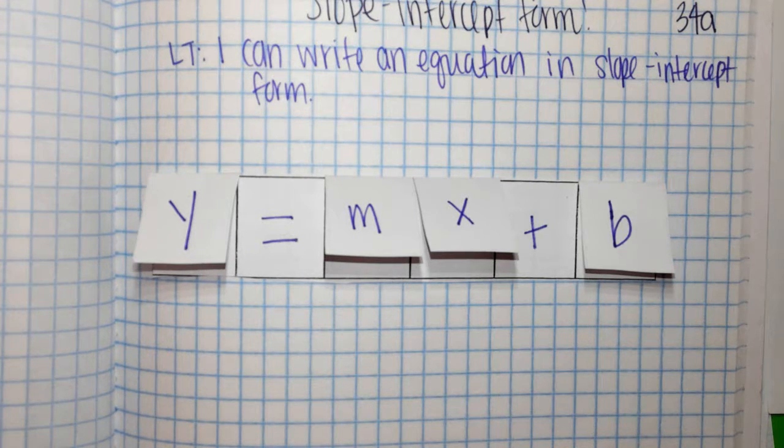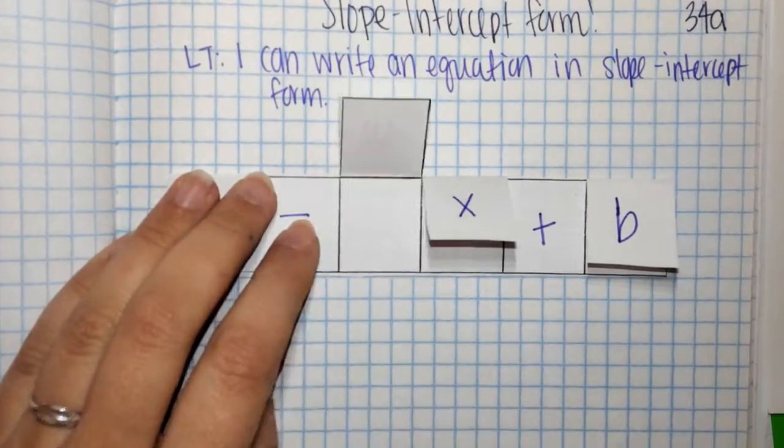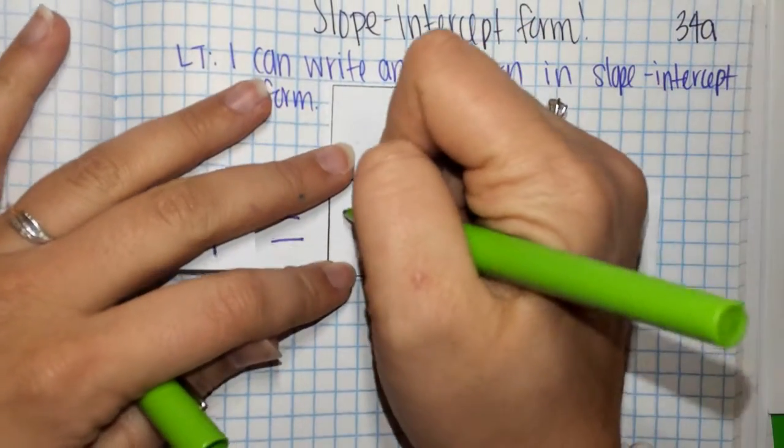What do we know without a doubt that the M stands for? What does the M stand for? Bronson? Slope. Fantastic. So M stands for slope. Everybody open the M and we're going to write slope.